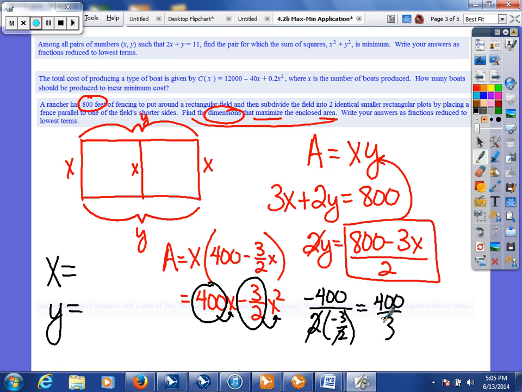Let's see what they say. Write your answers in fractions. Yeah. So 400 over 3. It's like 133 and a third. But 400 over 3, there we go. There's our x value. Now, if I wanted to find the y value, what do we do?